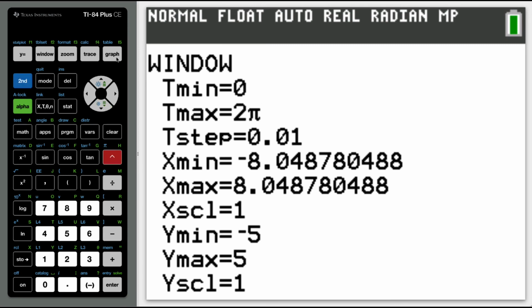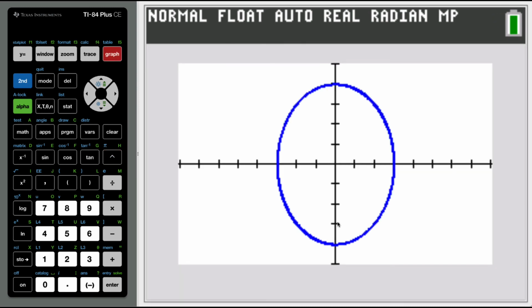When I hit graph, that's going to give me this picture of an ellipse where its horizontal radius is 3, because we put 3 in front of the cosine, and its vertical radius is 4, because we put 4 in front of that sine.